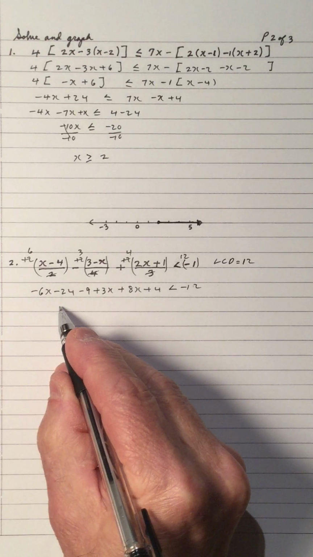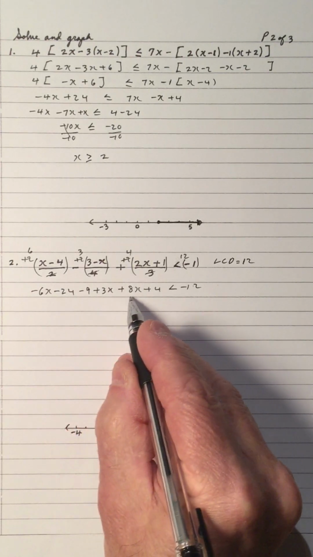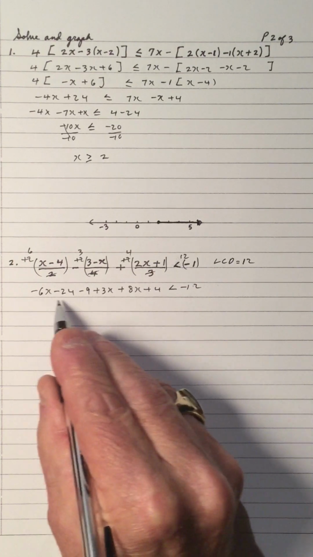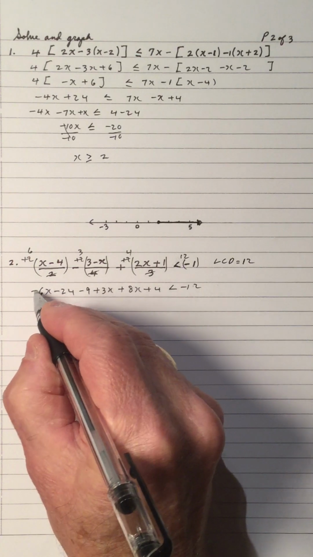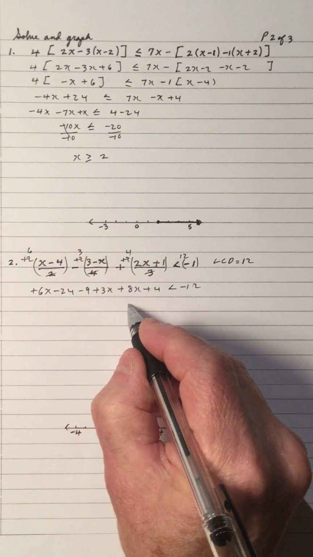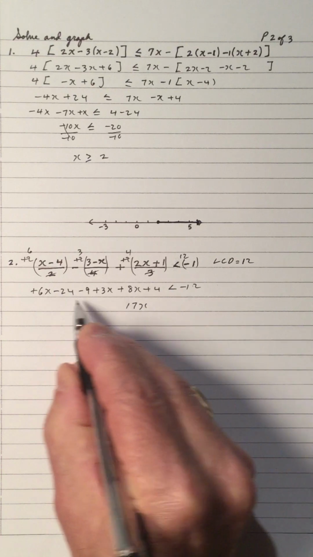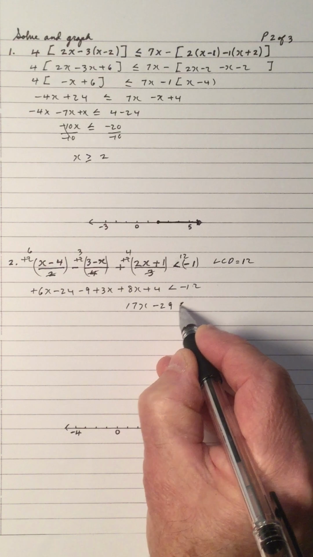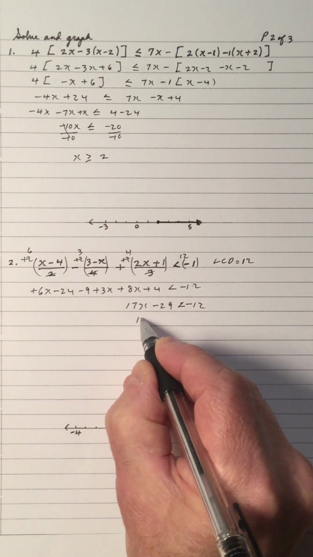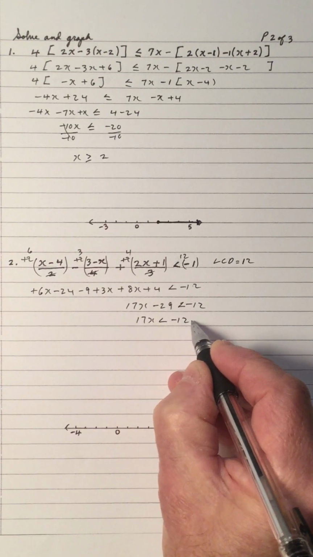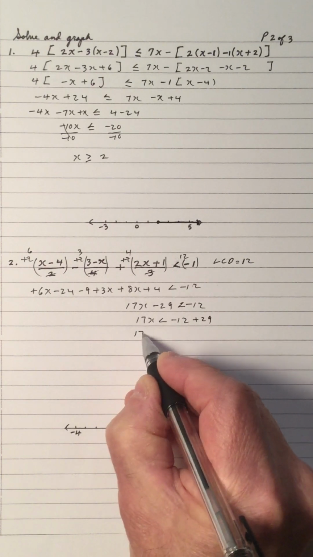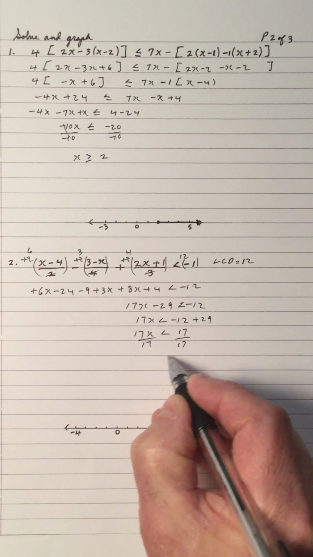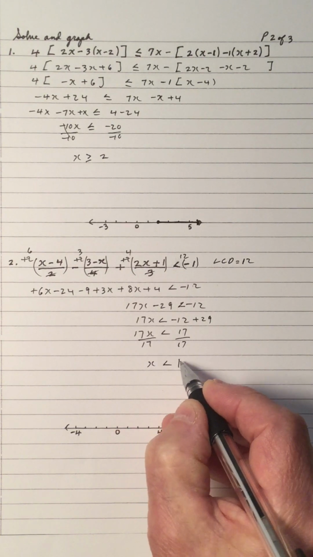We'll simplify this side and we'll add up all the x's. I said a negative 6, so that's a plus 6 there. I almost made that mistake here. So that adds up to be 17x, negative 24, negative 9 plus 4 is negative 29, less than negative 12. 17x is less than negative 12 plus 29. 17x is less than 17. Divide by 17, x is less than 1.